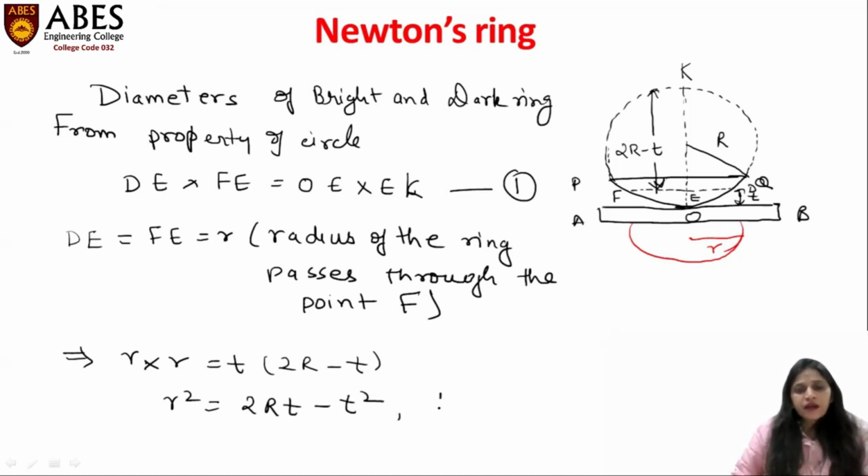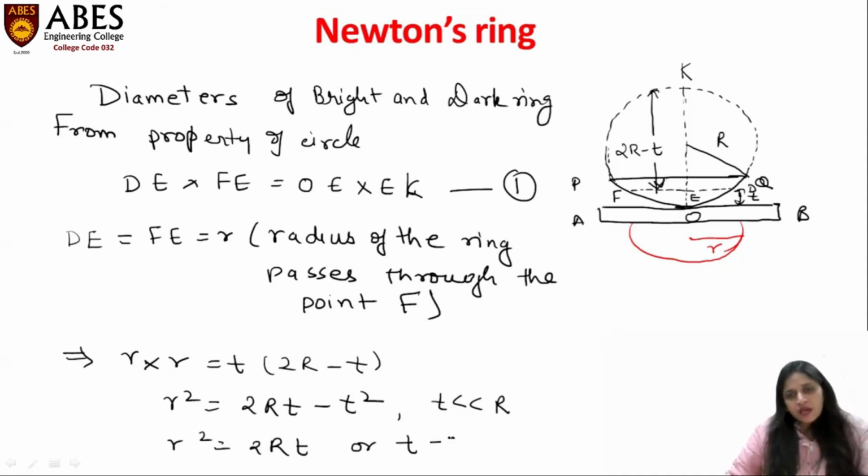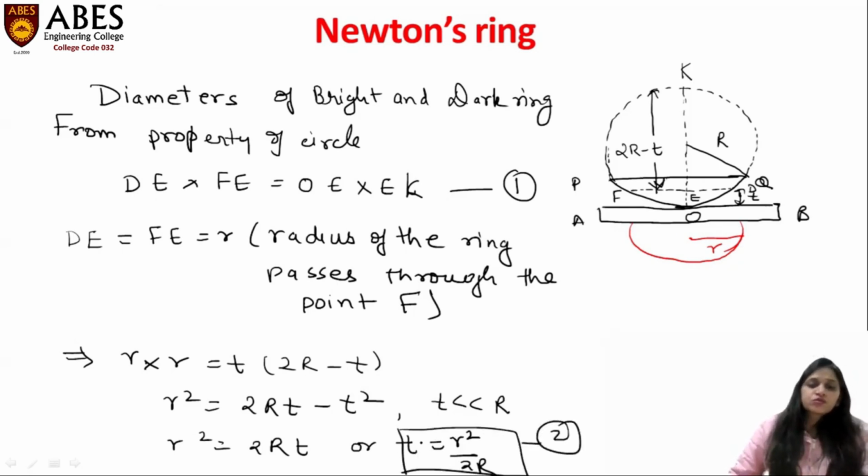Since the value of T is very, very less than R, therefore T square can be neglected. It means that R square will be nearly equal to 2RT. Or if we say, the thickness is R square upon 2R. This is equation number 2, and the value of this thickness is very important to calculate the diameter of bright and dark ring in Newton's ring.